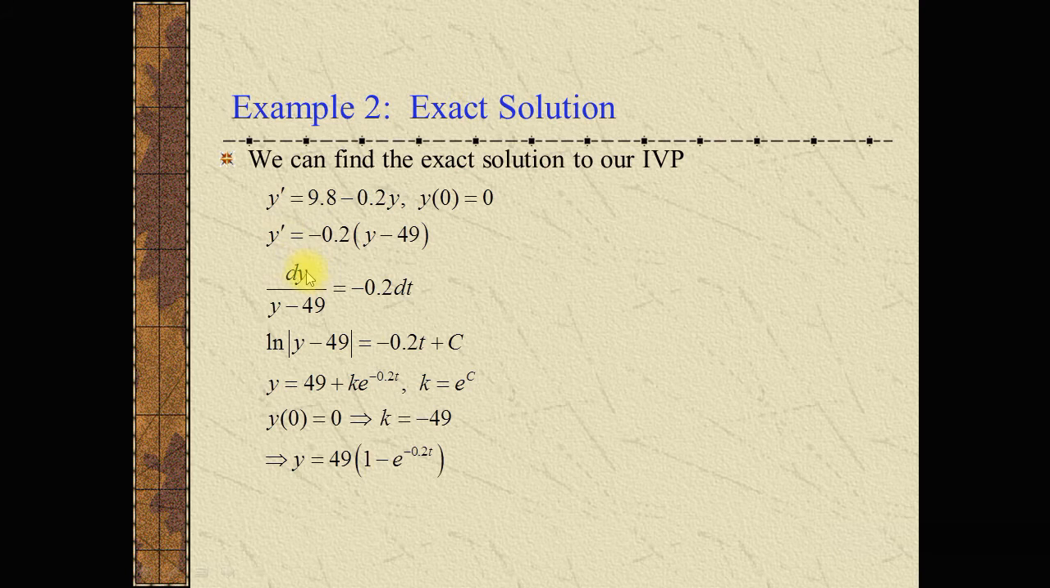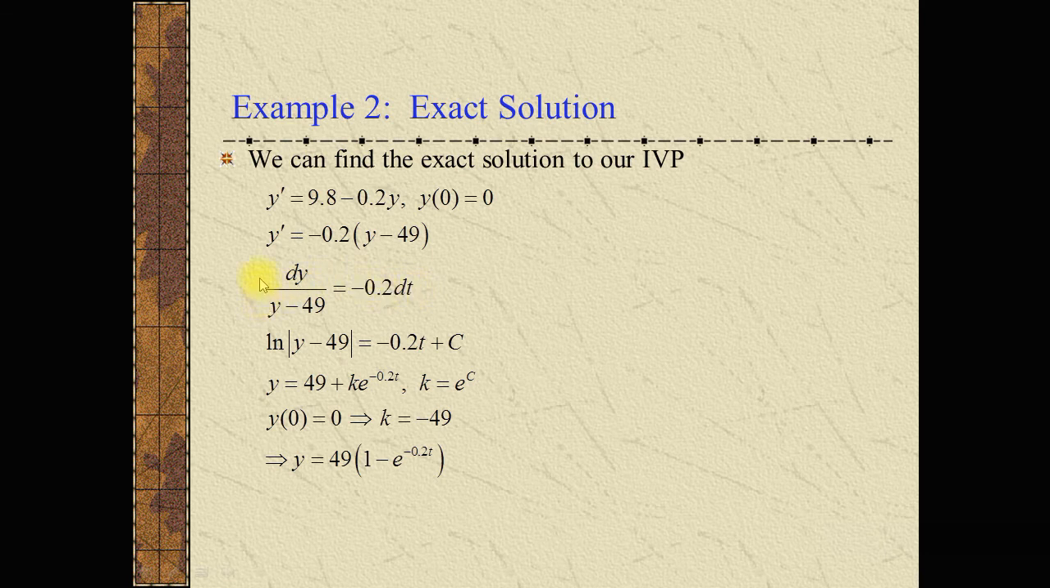Actually, y dash means dy by dt, and y dash is equal to 9.8 minus 0.2 y. Taking common minus 0.2, we obtain minus 0.2 into y minus 49. So dy, dividing both sides by y minus 49, is equal to minus 0.2 dt. Now shift dt to this side. So this is actually the separation of variables.